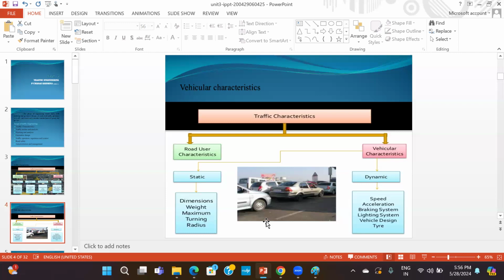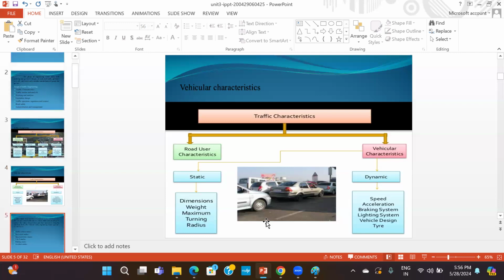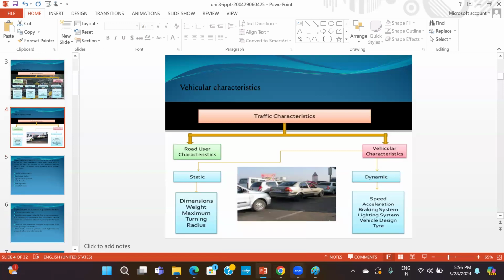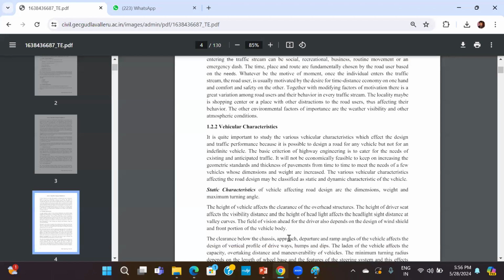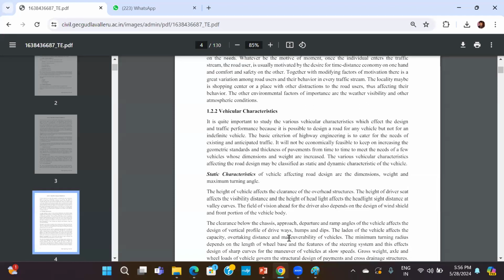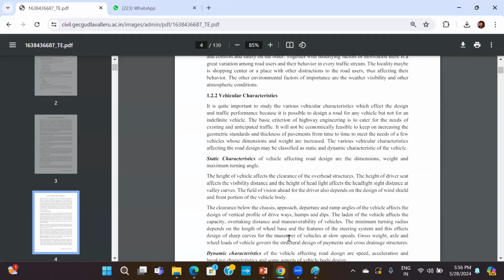Static conditions mean those which cannot be changed. If we consider a car, the dimensions of the car will not change, and the weight and maximum turning radius. So here we can see in detail. Static characteristics of the vehicles affecting the road design are the dimensions, weight, and maximum turning radius. The height of the vehicle affects the clearance of overhead structures. The height of the driver's seat also affects the visibility distance, and the height of the headlight affects the headlight sight distance.